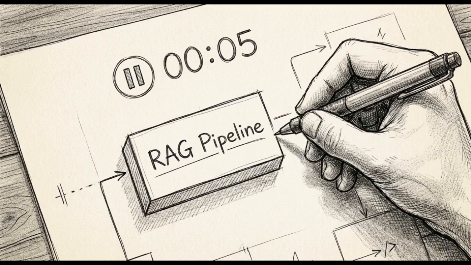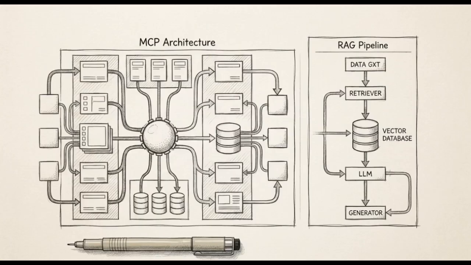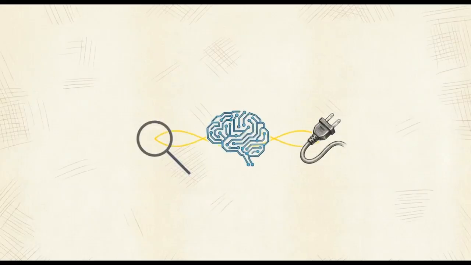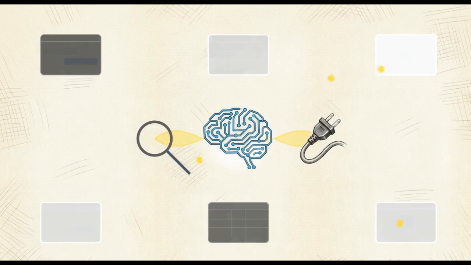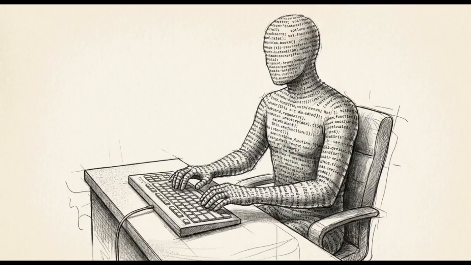Take a piece of paper and try to draw the entire RAG memory pipeline and the MCP agent architecture from memory. Linking RAG's retrieval with MCP's connectivity allows the AI to fetch specific company data and use it to perform real-world tasks across different enterprise platforms. This turns the AI into a functional digital worker.